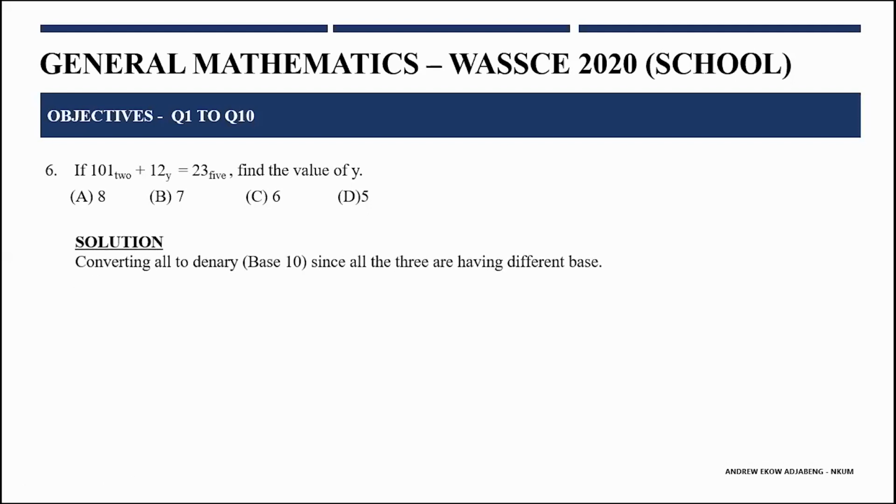So we convert all the values to base 10. Convert all the values here into base 10. Converting them, we take the first one, we convert that into base 10. So here, 101.